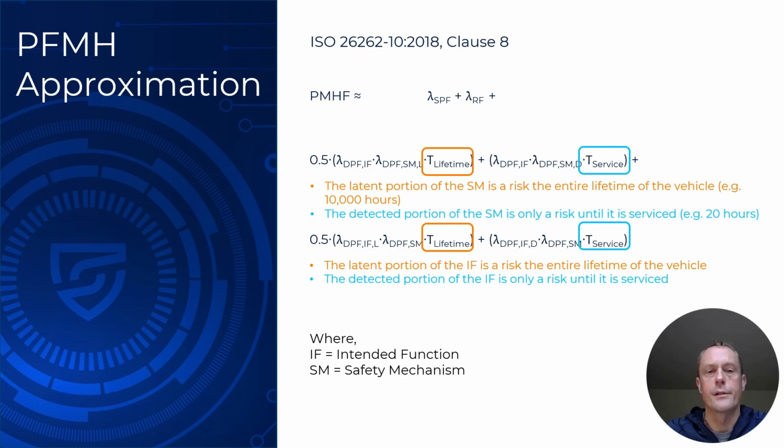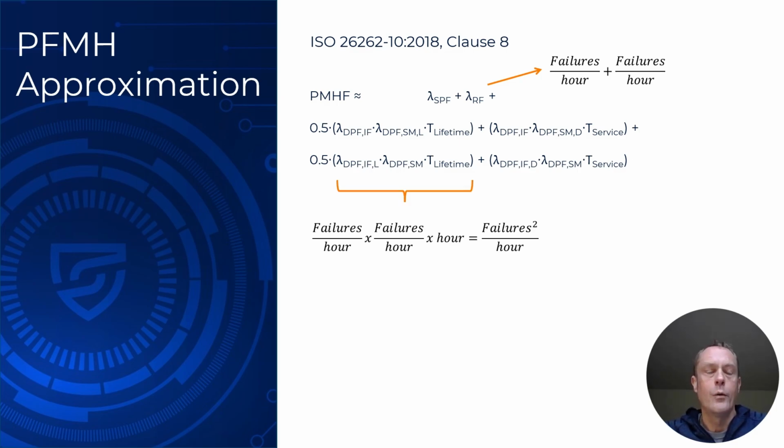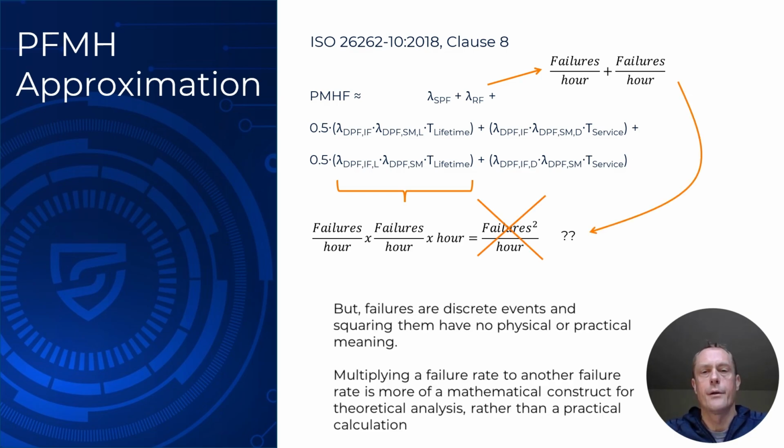Well, if we try to calculate this expression, we run into some issues. So first of all, I want to show that when we add single point fault plus a residual fault at the beginning of this expression, we have failures per hour plus failures per hour. And this is fine. We can do this, and that's the actual unit we want. Our PMHF is a failures per hour unit. However, if we look at these other expressions, we have failures per hour times failures per hour times hours, which gets failures squared per hour. Now, this doesn't make mathematical sense, and this isn't really addressed in the standard.